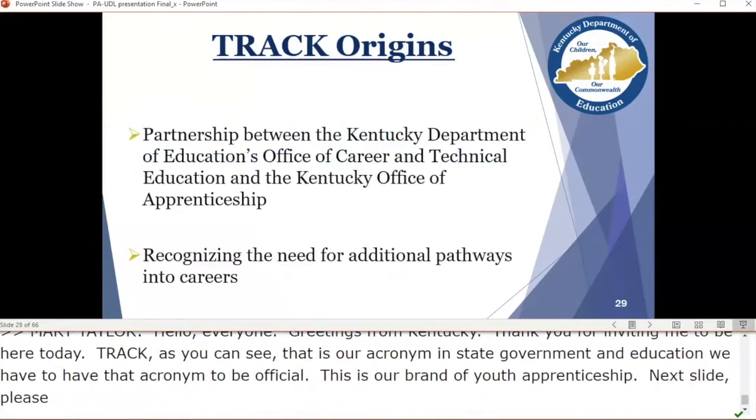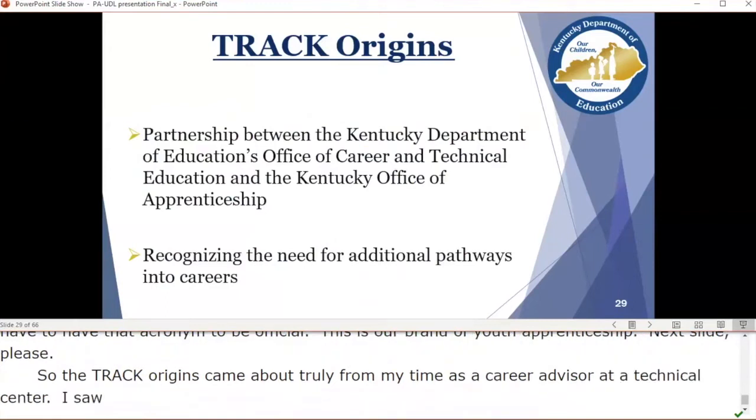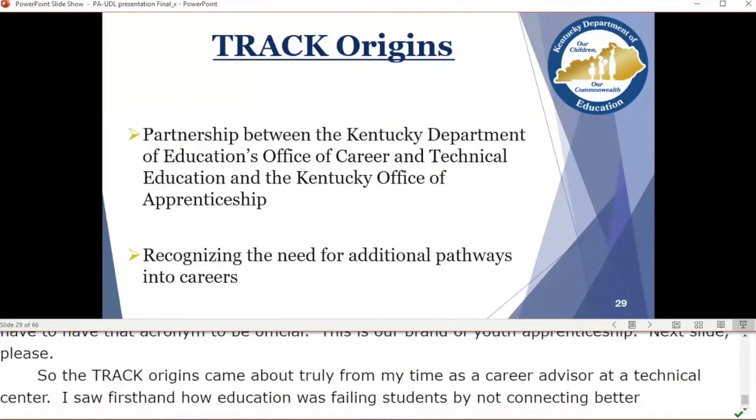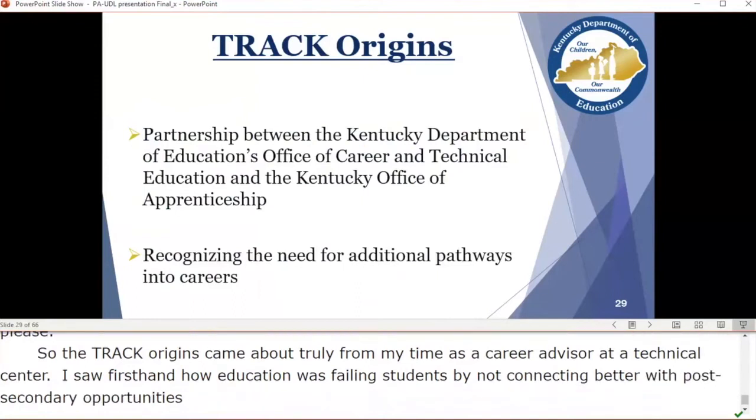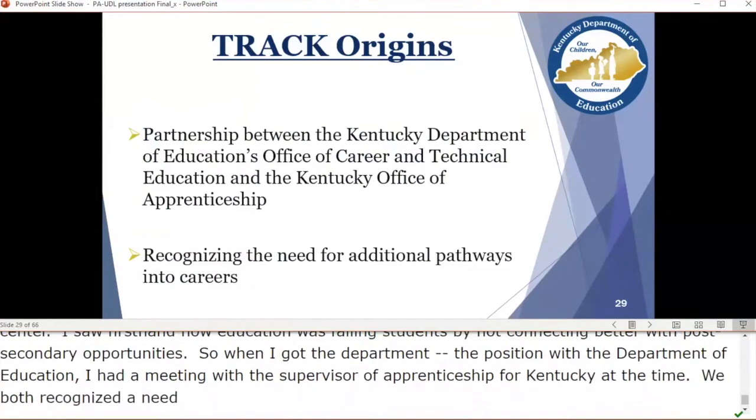The TRACK origins came about truly from my time as a career advisor at a technical center. I saw firsthand how education was failing students by not connecting better with post-secondary opportunities. So when I got the position with the Department of Education, I had a meeting with the supervisor of apprenticeship for Kentucky at the time, and we both recognized a need to strengthen this pipeline and to add these pathways into these careers. Next slide, please.